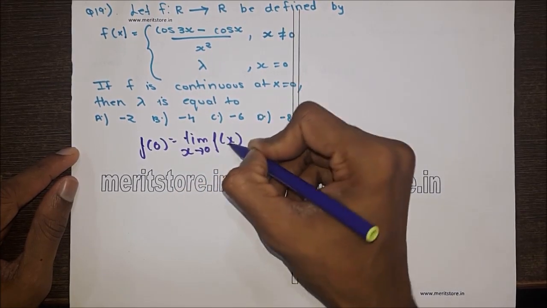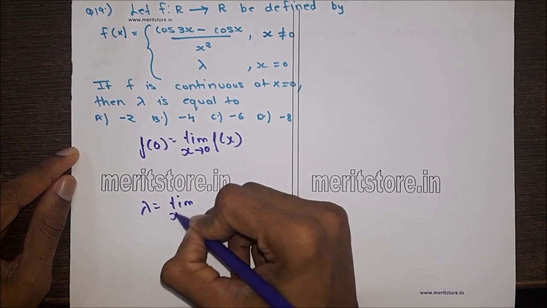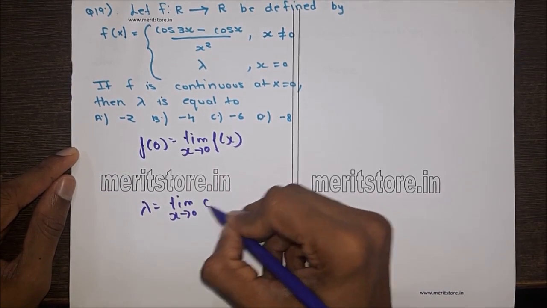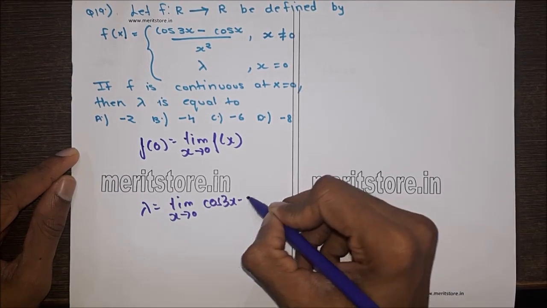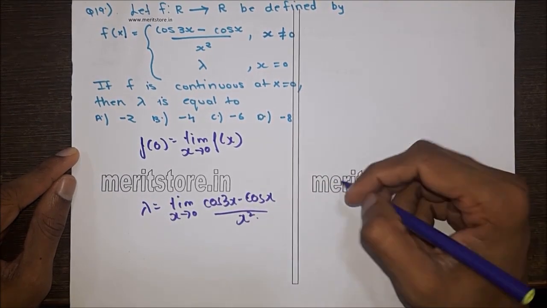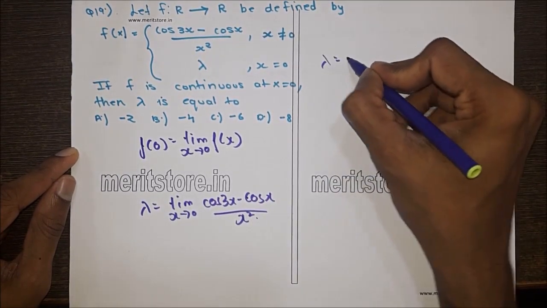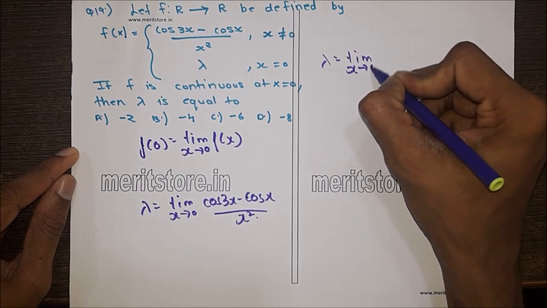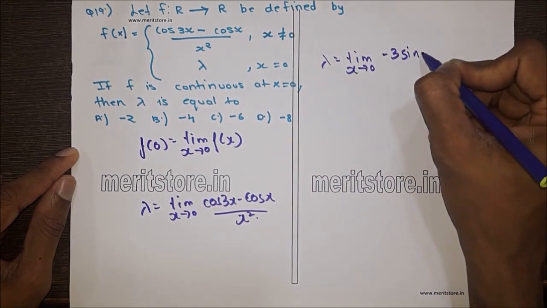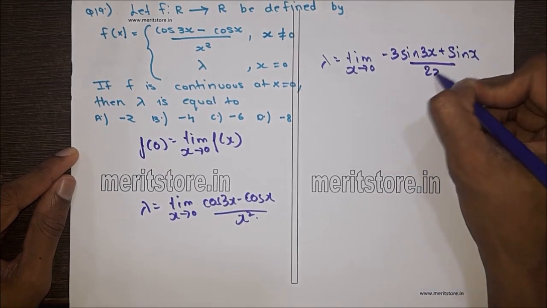So we can write f of 0 as lambda equal to the limit as x approaches 0 of cos 3x minus cos x upon x squared. Applying L'Hospital's rule on the right hand side, we get lambda equal to the limit as x approaches 0 of minus 3 sin 3x plus sin x upon 2x.